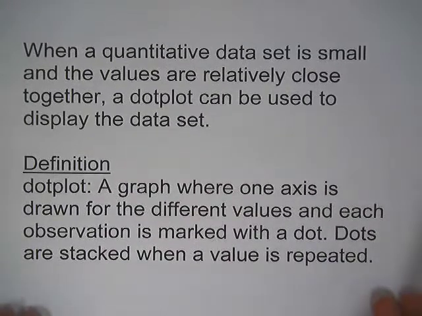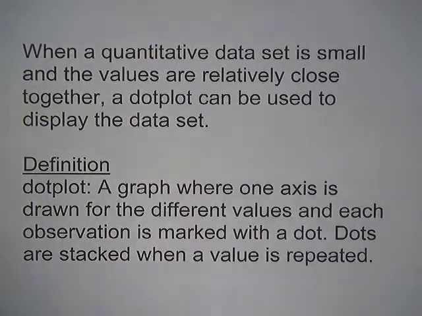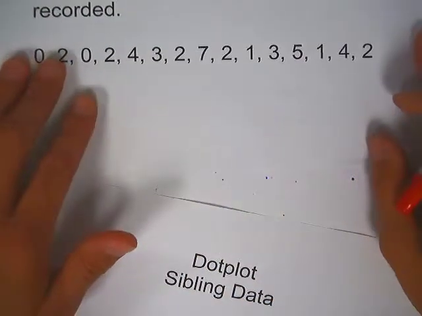So we're going to use a dot plot, and a dot plot is a graph where one axis is drawn for the different values and each observation is marked with a dot. Dots are stacked when a value is repeated. Okay, so we're going to make the dot plot. Let's actually try to get the data on here too.